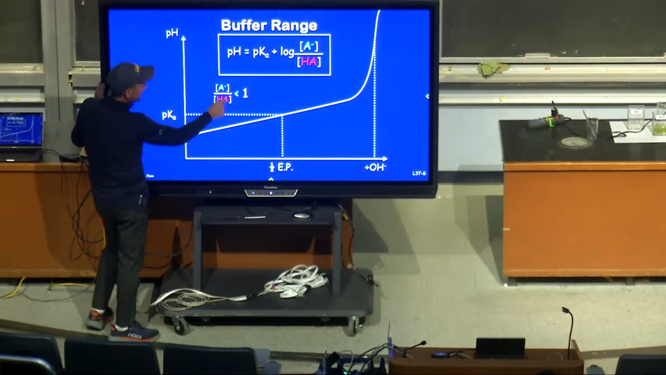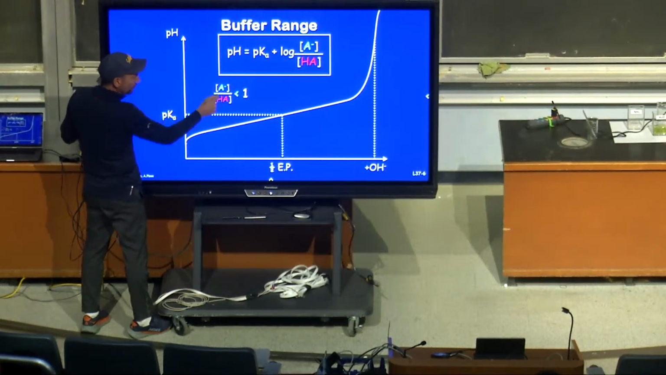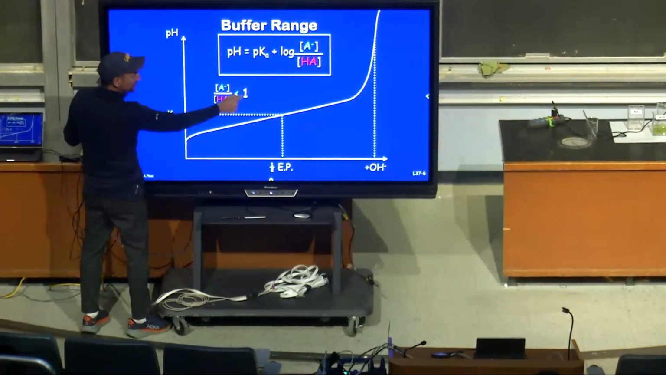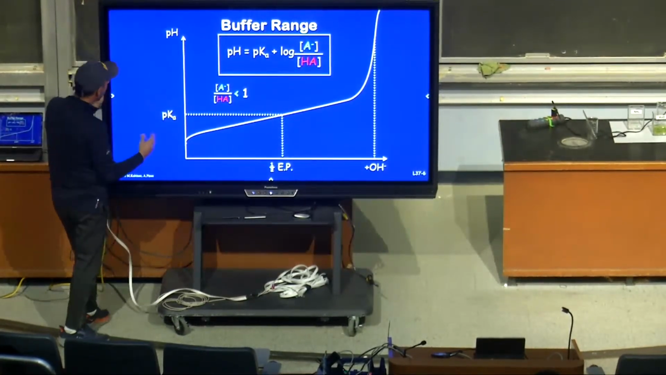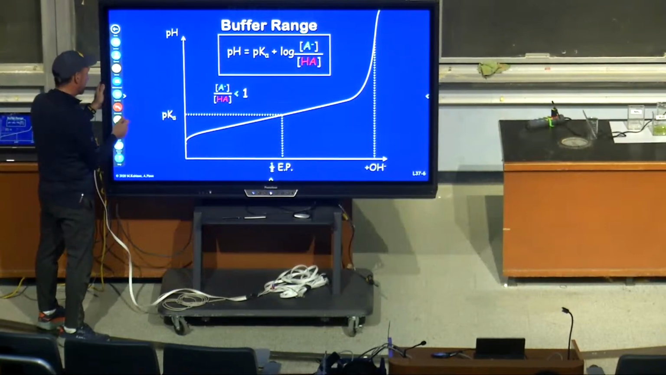In this region, you have more acid. You start out with the acid. You have more acid than base, so that ratio is less than 1. Oh, I forgot. You guys don't know logarithms. Sorry.